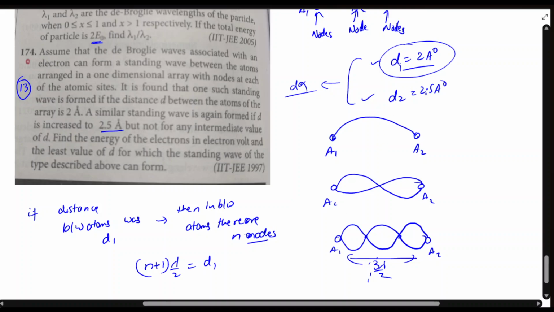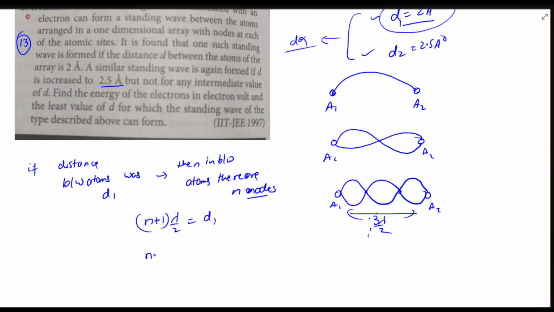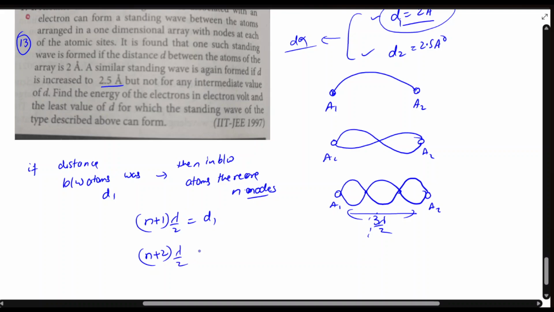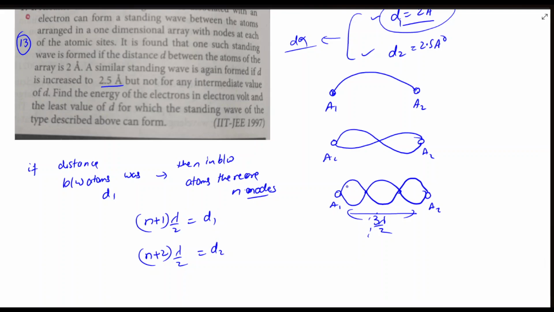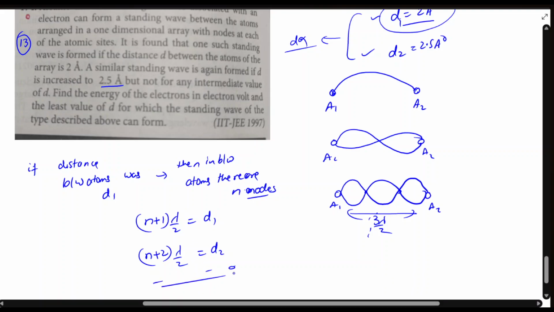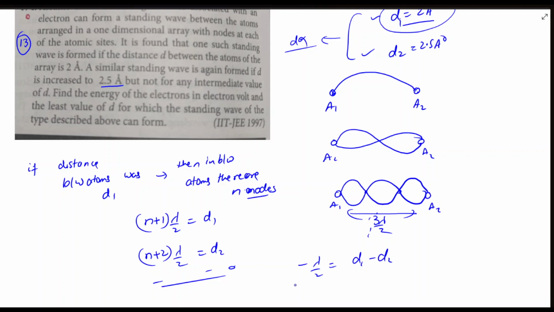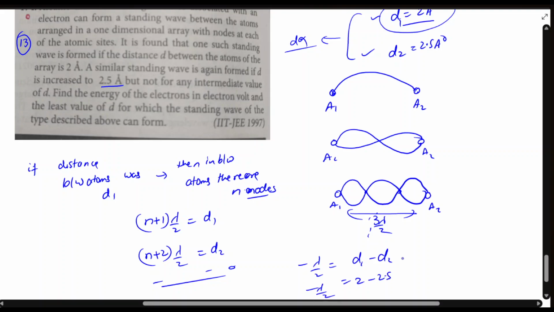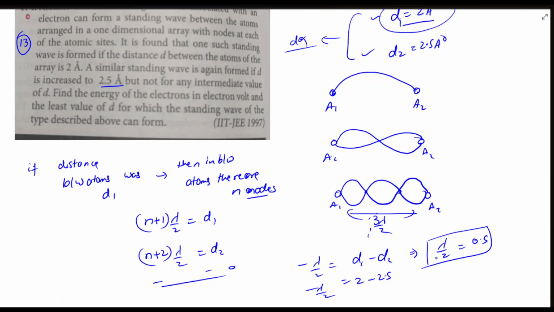And if you increase by 0.5, then only one more node will come in between, right? So when it is at d2, then it will be (n plus 2) lambda by 2. So one more half loop will come. Okay, so if you subtract them, we'll get minus lambda by 2 equals d1 minus d2, right? And d1 minus d2 was 2 minus 2.5. This will be minus lambda by 2. So we will get lambda by 2 is 0.5.